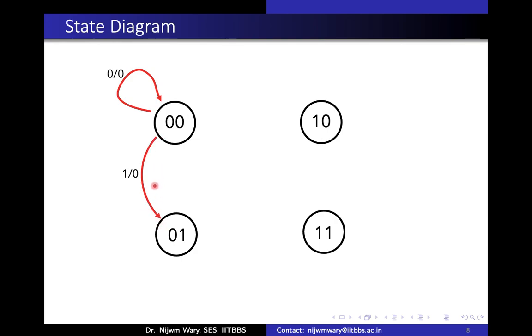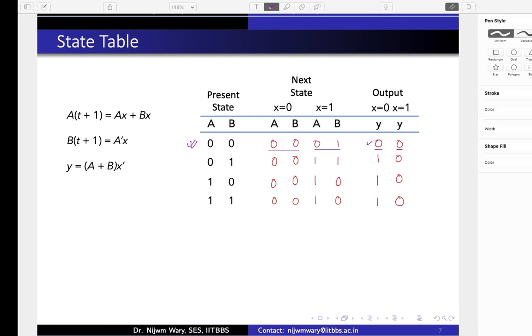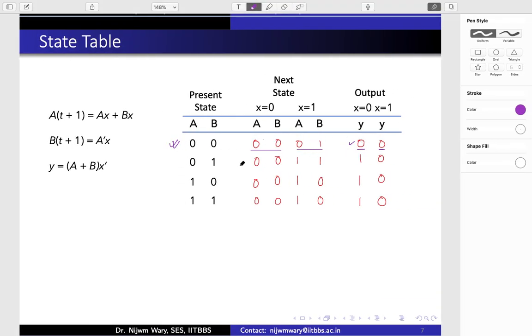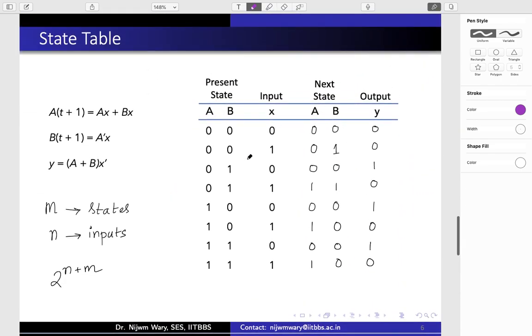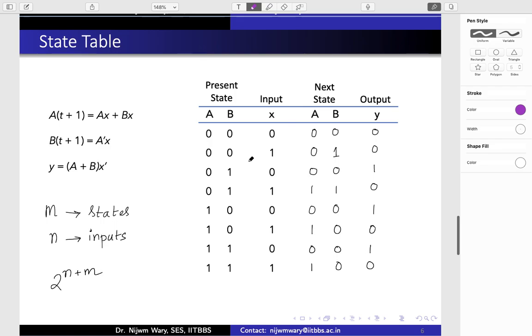Now we have completed the transitions from 0 0 to the other states for input x equal to 0 and x equal to 1. So basically we have completed this first row, or you can use this table also to find out the state diagram. In this case we have completed these 2 rows.